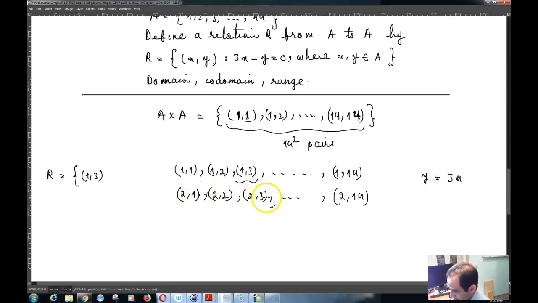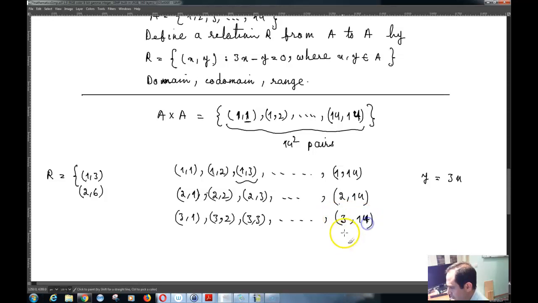And over here again, you need to pick the one in which y is equal to 3x. So 2, 6 over here would be the one that we need, because 6 is equal to 3 times 2. So then the next one is 2, 6. Now the next one that we can pick from here is 3, 1, and then we have 3, 2, and then 3, 3, and then all the way up to 3, 14.